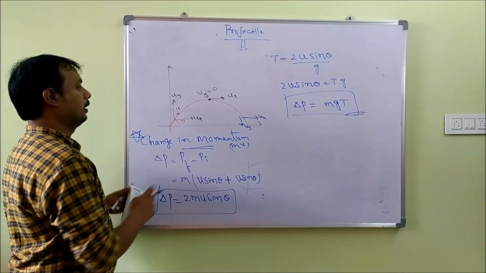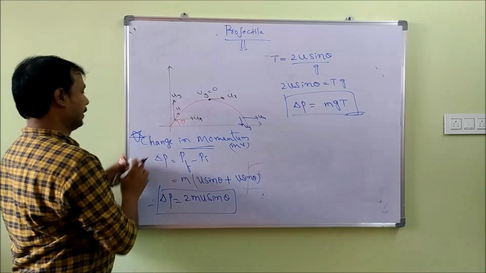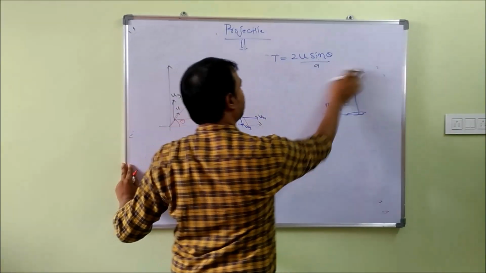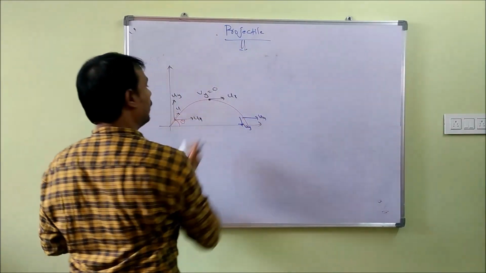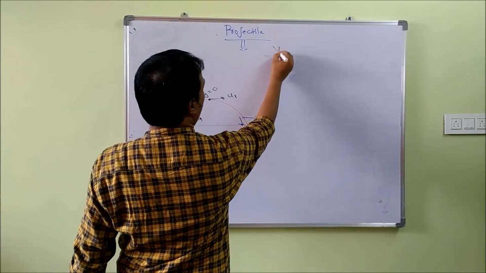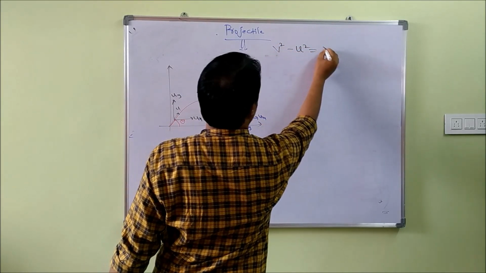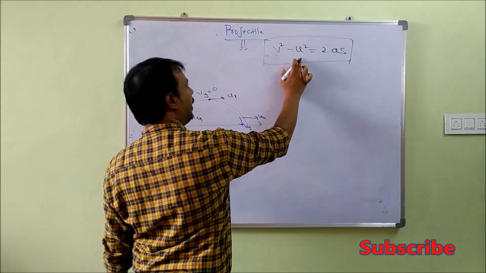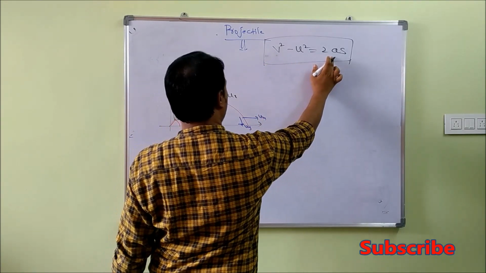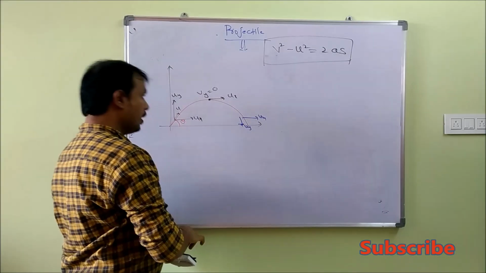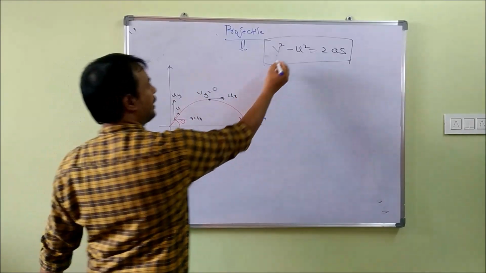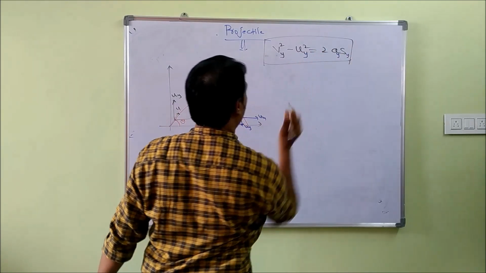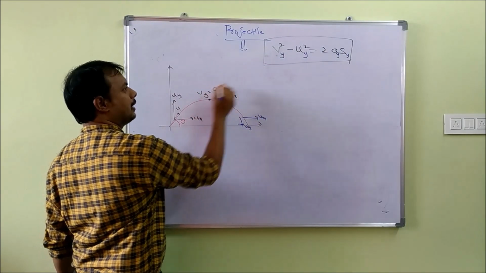Now I'm calculating the expression for the maximum height. For this, I'm using the third equation of motion. What is the third equation of motion? V square minus u square equals 2as. V is the final velocity, u is the initial velocity, a is the acceleration, and s is the displacement. So with respect to the y-axis, that is vy, uy, ay, sy. Vy is the final velocity, it is 0.